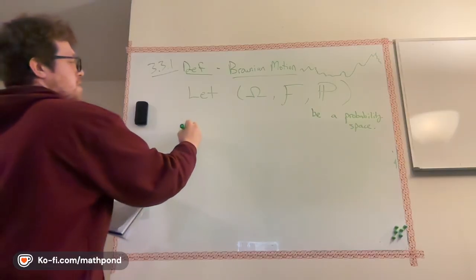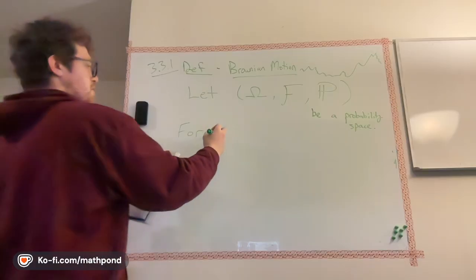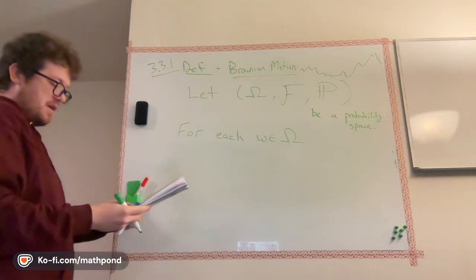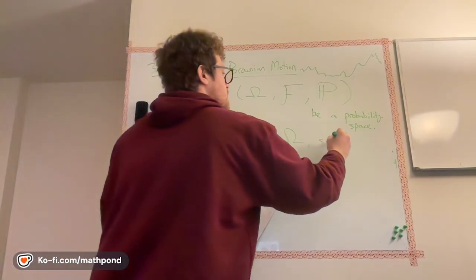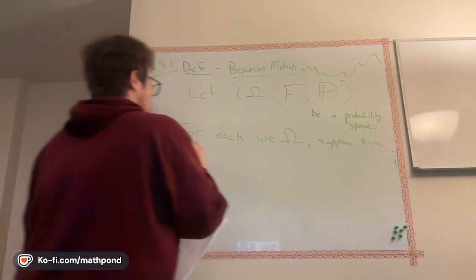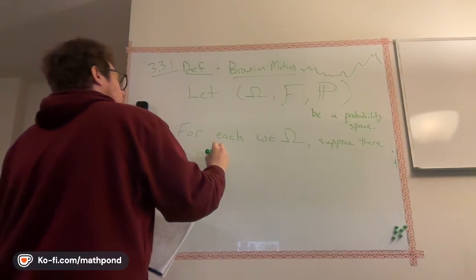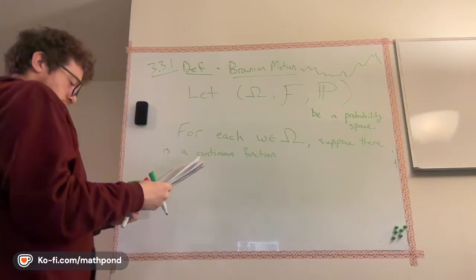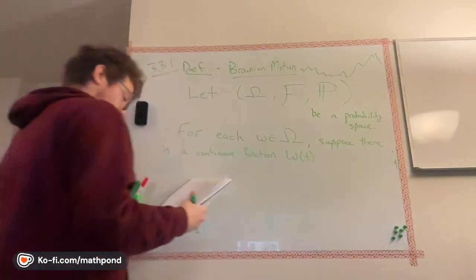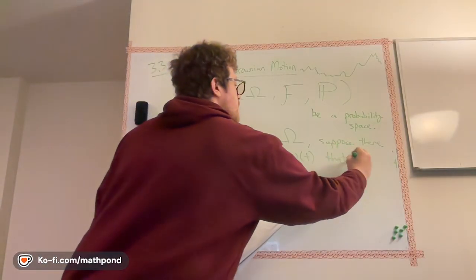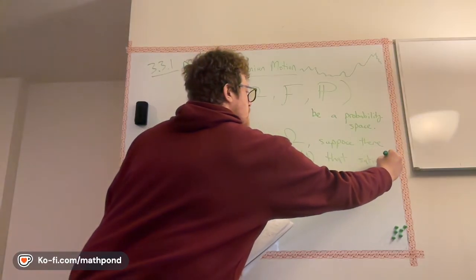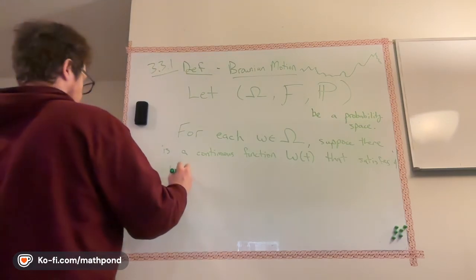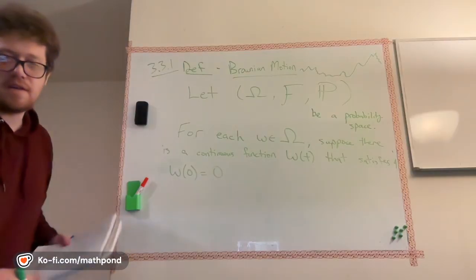So for each possible sequence of events that could happen in here, so for each omega in little omega and big omega, suppose there is a continuous function w of t that satisfies w of 0 is 0. So basically the thing starts out at 0.